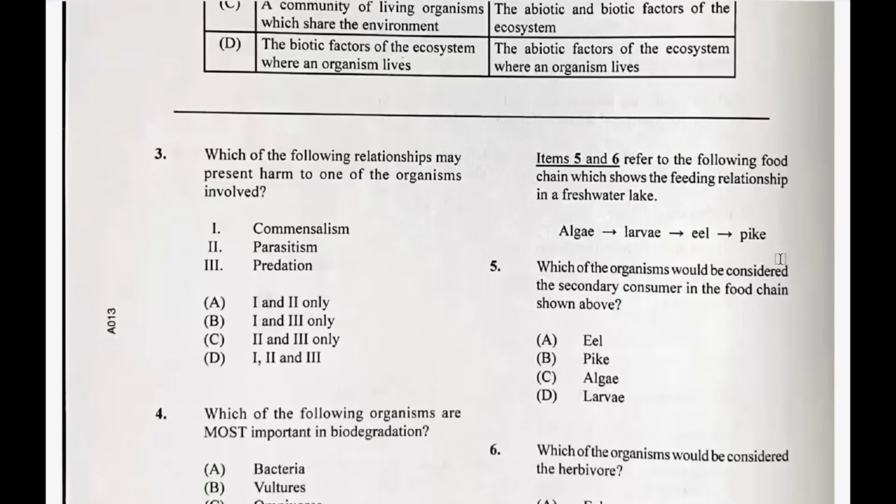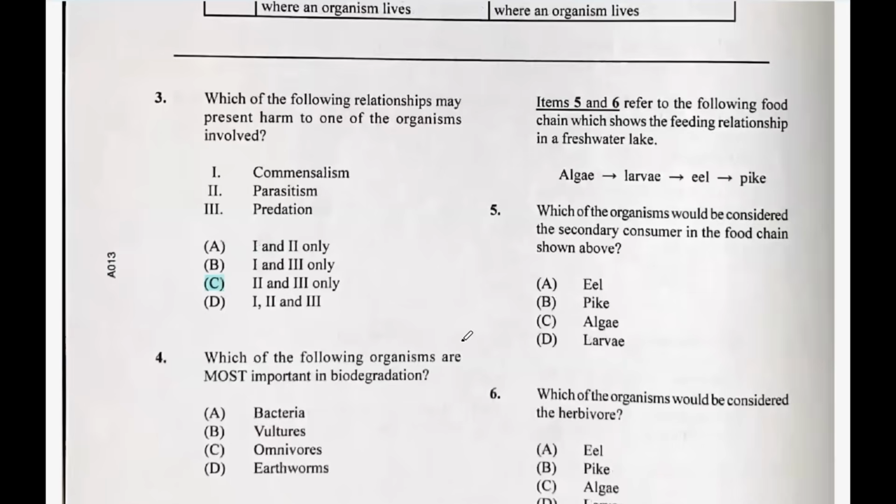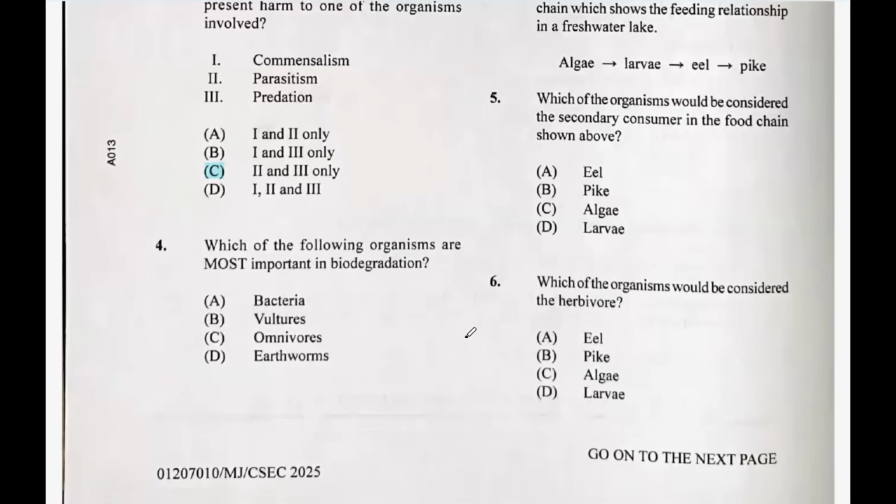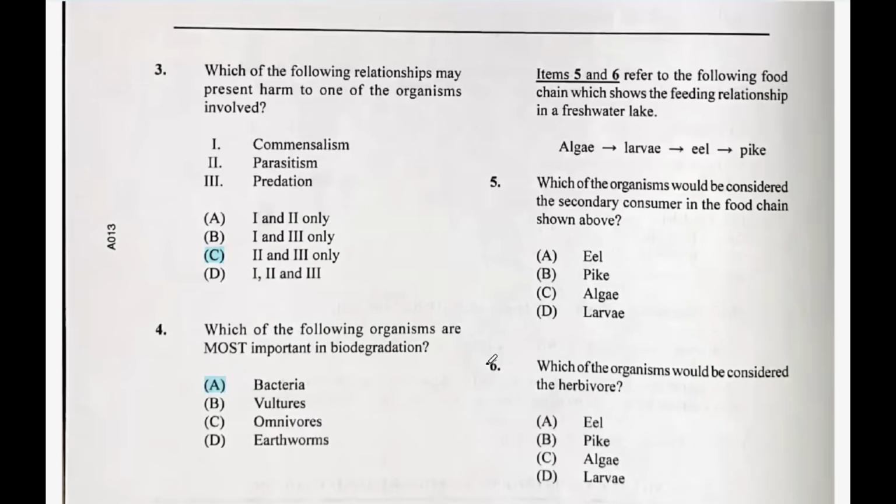Item 3, which of the following relationships may present harm to one of the organisms involved? Commensalism, no harm. Parasitism, harm. Predation, harm. So it's 2 and 3. We are going with C. Question 4. Which of the following organisms are most important in biodegradation? And that will be the bacteria. That is the best choice.